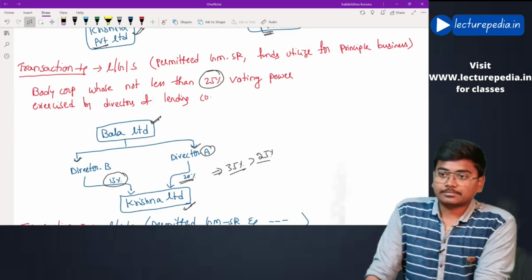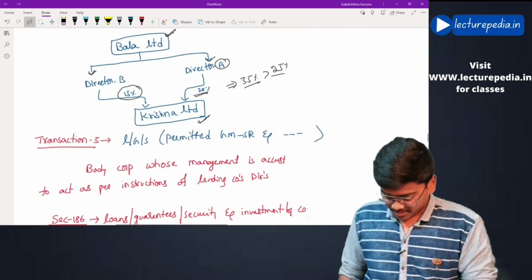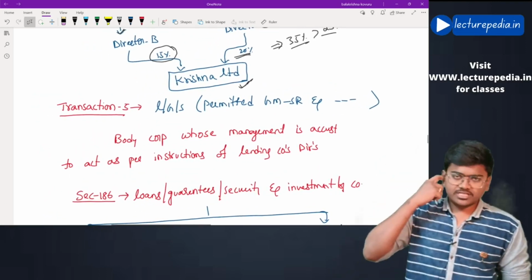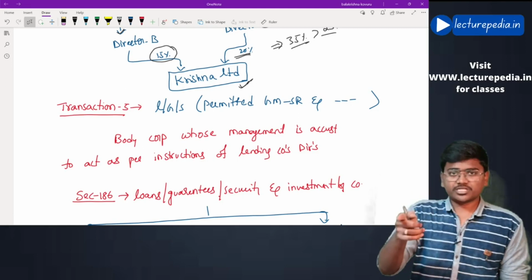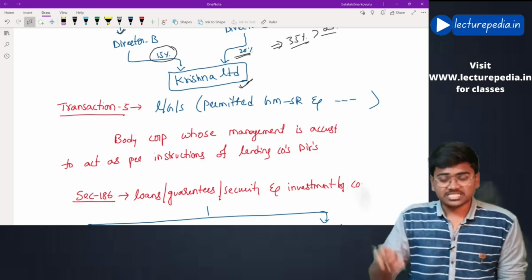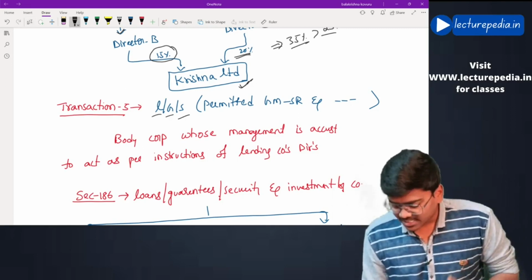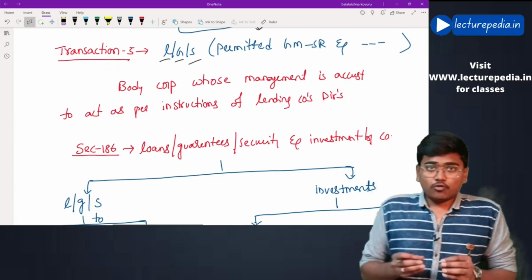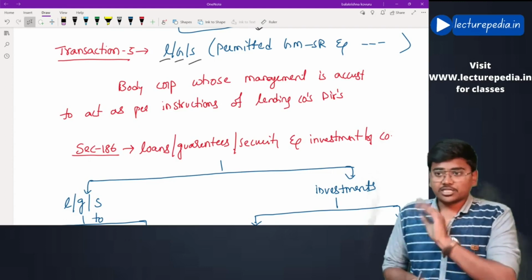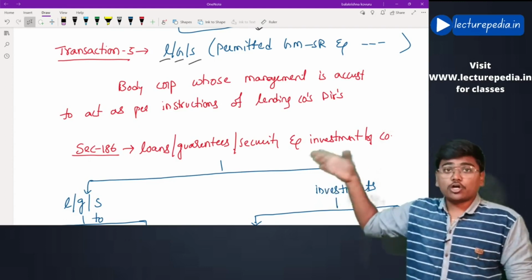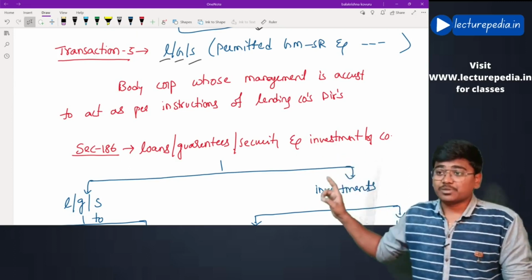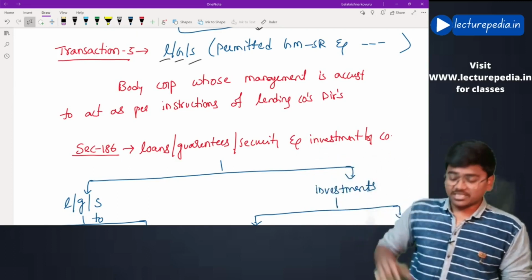Hope this is clear. Next, transaction number 5. Same, even this is also permitted subject to general meeting special resolution and funds are utilized for the principal business activities. It also deals with loan guarantee security. What is it? See, the company wants to give loan guarantee security to a body corporate whose management is accustomed to act as per instructions of lending company's directors.